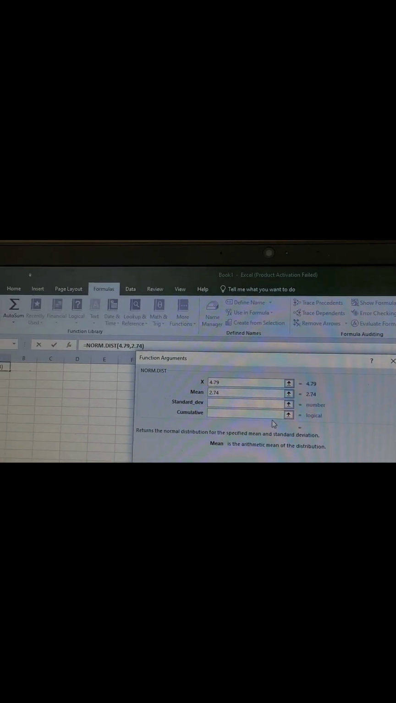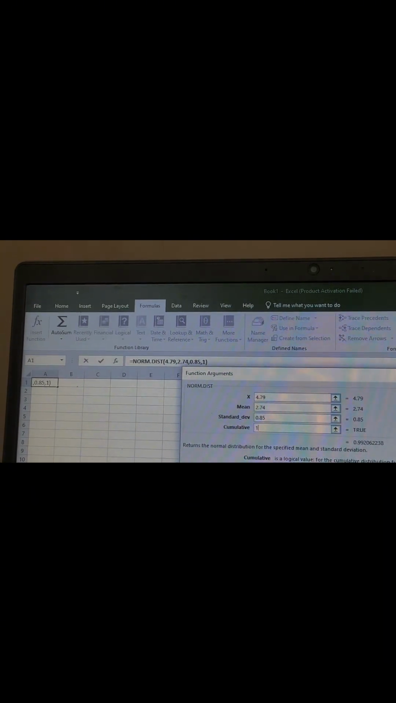2.74. Ay, no, there's no 6. Just 2.74. And then, the standard deviation is also in what I wrote, it's also given, 0.85. So that is also what we write here. 0.85. After that, for the cumulative, it should be 1 here. So we write 1 there.